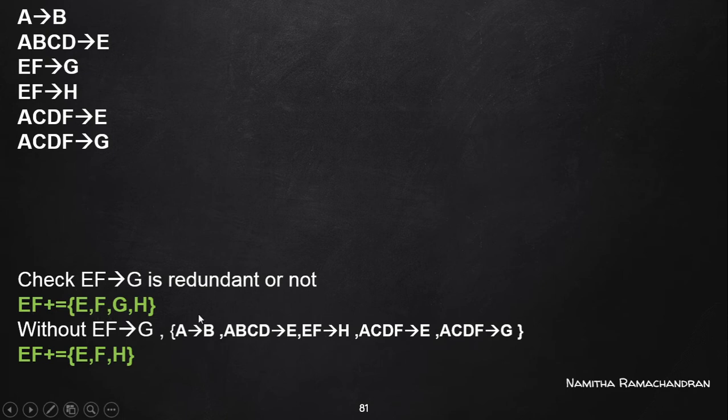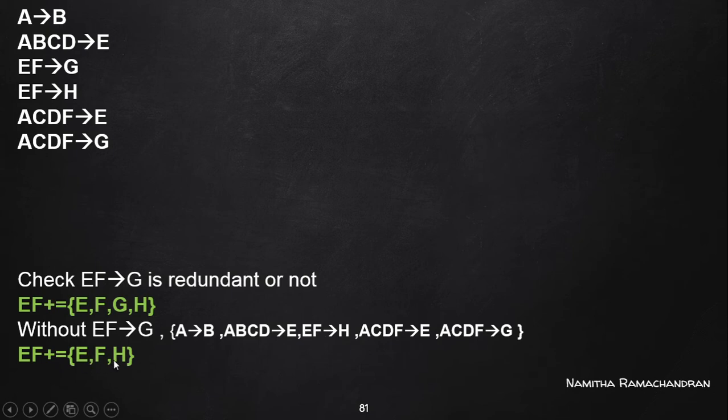This is E, F, G, H. EF can derive the E value and F value using the reflexive property, and the G value also, and also this H value. And after eliminating EF implies G from the set, using the remaining dependencies, we don't have that EF implies G. Okay, so after avoiding this EF implies G, try to find out the EF closure again.